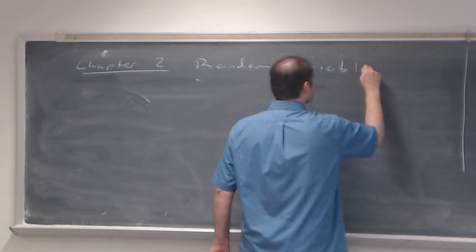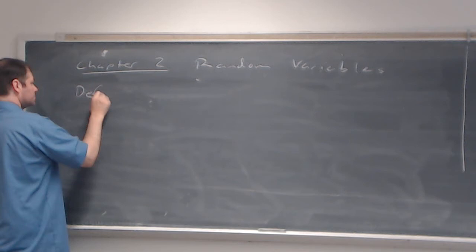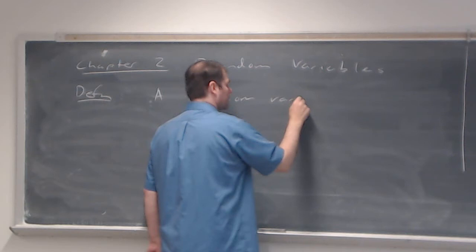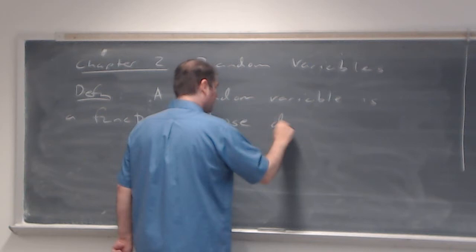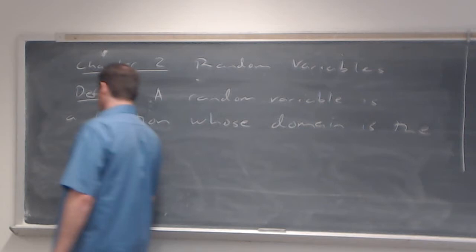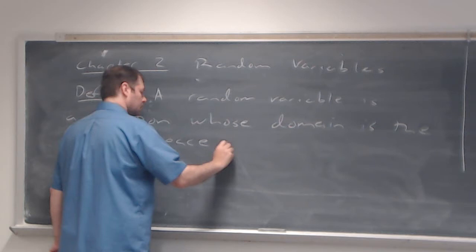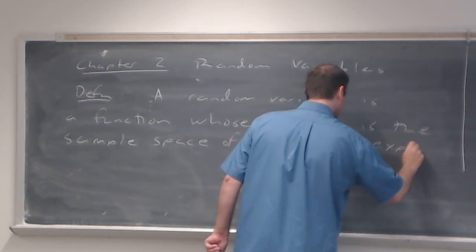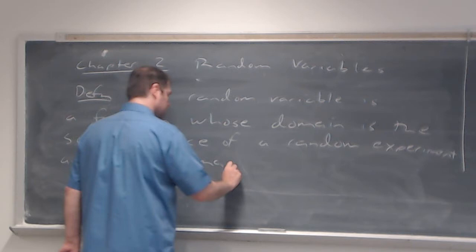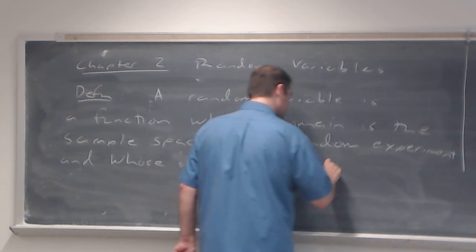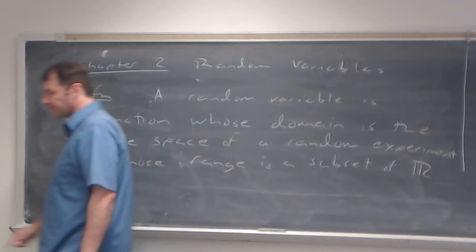So what is a random variable? Well, its definition is a random variable is a function whose domain is the sample space of a random experiment, and whose range is a subset of R, the real numbers. So what a random variable does is it takes each outcome and assigns it to a real number.